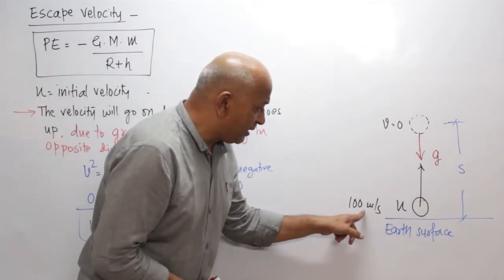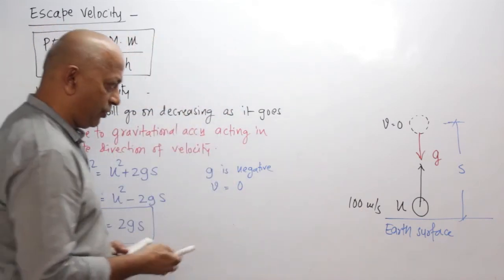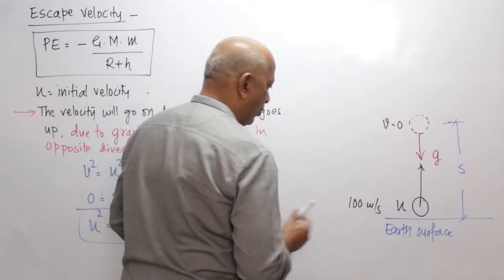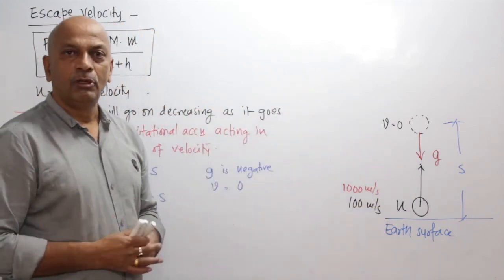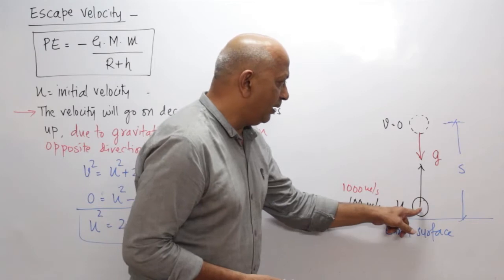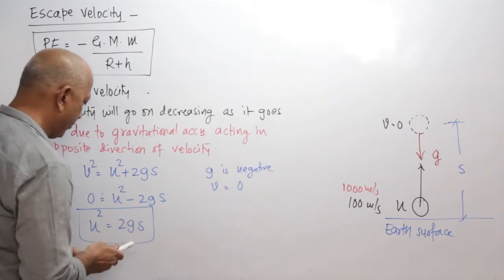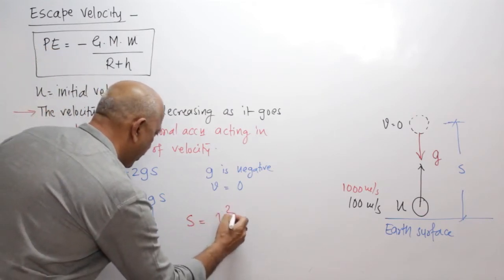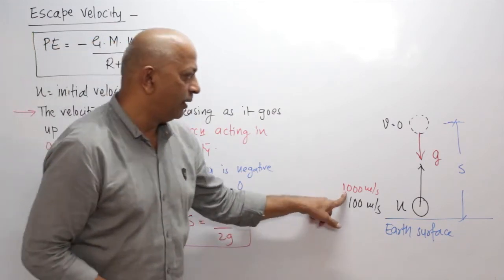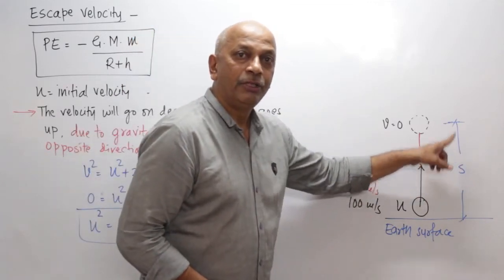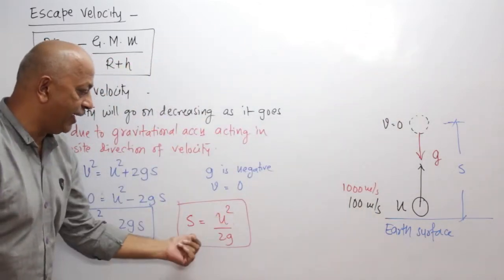Suppose if we increase the initial velocity, suppose if we make it 1000, what will happen? U जर 1000 केला, so here from this, s is equal to u square upon 2g. सो जर u जर वाढवला तर हा ऑब्जेक्ट काय होणार, जास्त वर जाणार. कुठं जाणार, जास्त वर जाणार. बिकॉज s इज गिवन इन u स्क्वेअर. u वाढला की s वाढणार.